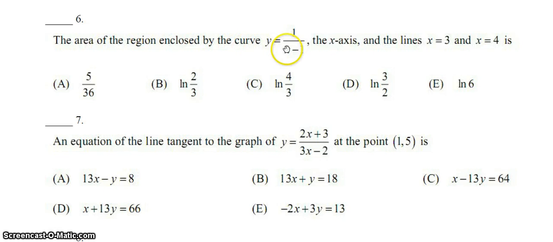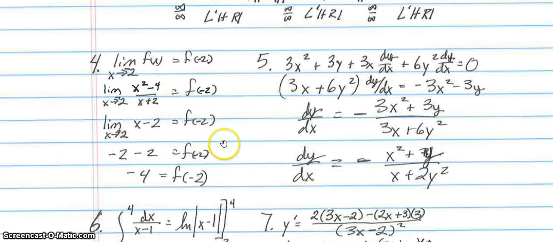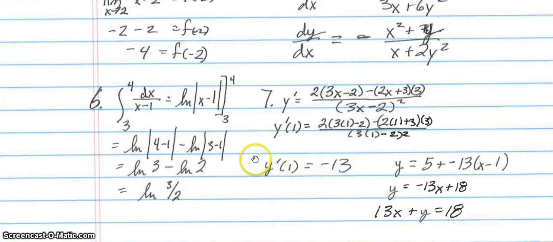Area of the region enclosed by the curve and the x-axis. Well, I know that's a rational function, not going to equal 0 with the constant, so this is all below the curve, from 3 to 4. Also, I know those are positive values when you plug 3 and 4 in. So here we go, right here.